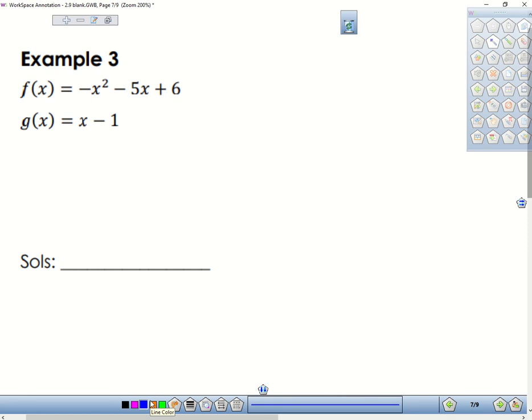So the first thing you want to do when you want to use algebra to find the solution to a system is you need to make sure that they're both in terms of y. So in this case, are there any y's in the equations at all? No, but we have something equivalent to a y, which is an f of x and a g of x. So anytime you have f of x, g of x, h of x, something of x, you can replace that with y. That's just another way of saying y.